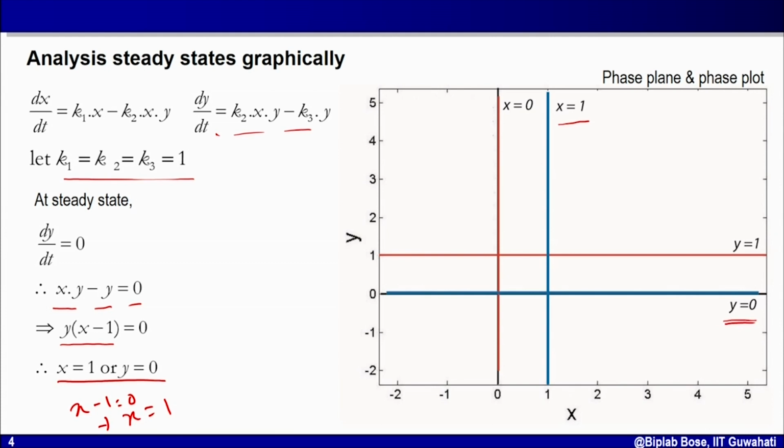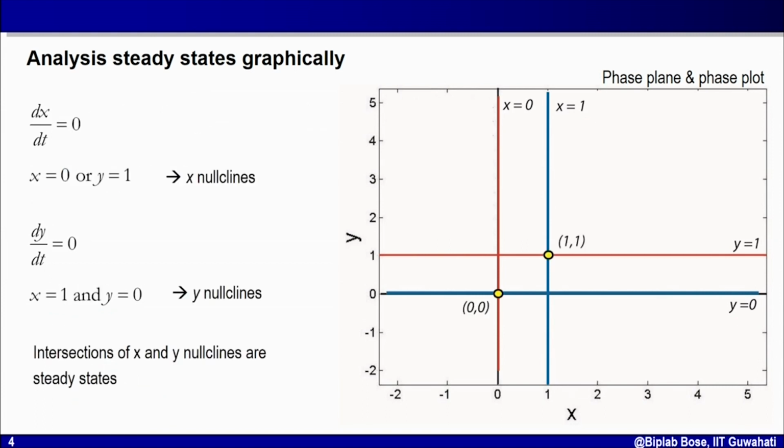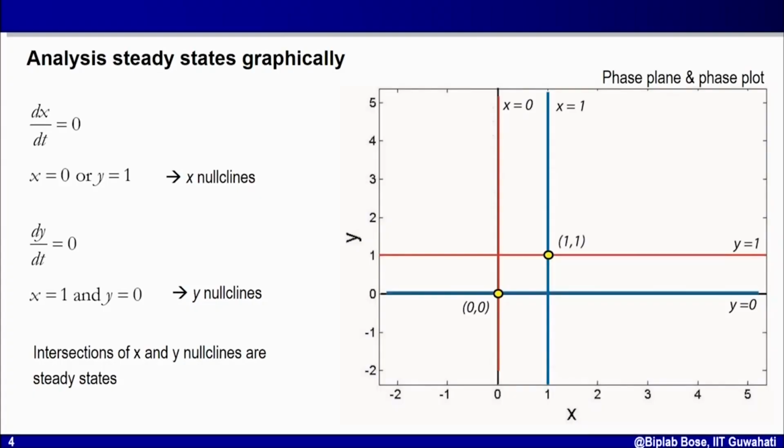So I have 4 lines, 2 red which we have got from dx/dt equal to 0 and 2 blue which are from dy/dt equal to 0. For both the red lines, dx/dt is equal to 0. That means along this line, in this plane, x does not change with time. So for this red line and for this red line, dx/dt is equal to 0.